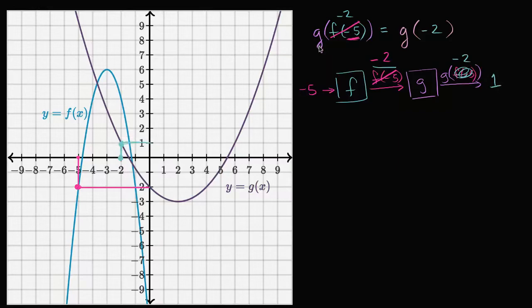So g of f of negative 5 sounds really complicated. We were able to figure out it is 1. Because you input negative 5 into f, it outputs negative 2. And then you input negative 2 into g, it outputs 1. And we're all done.